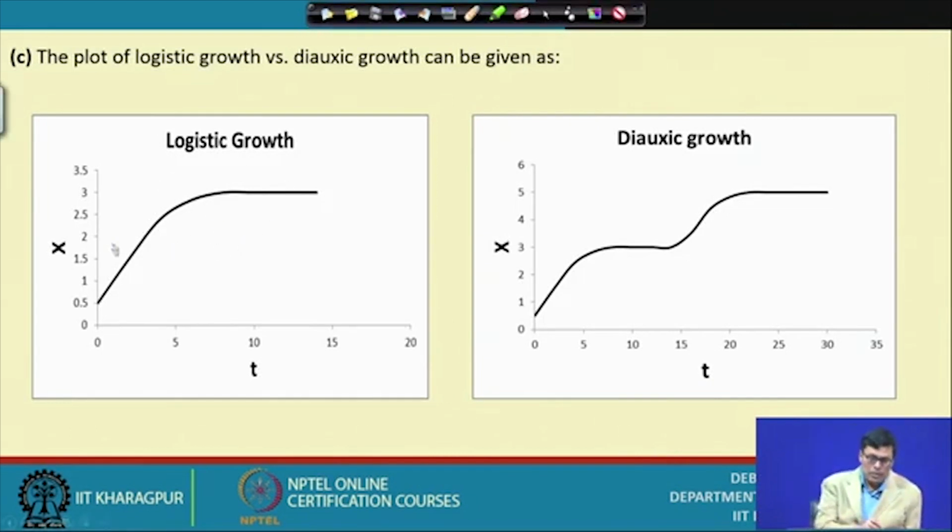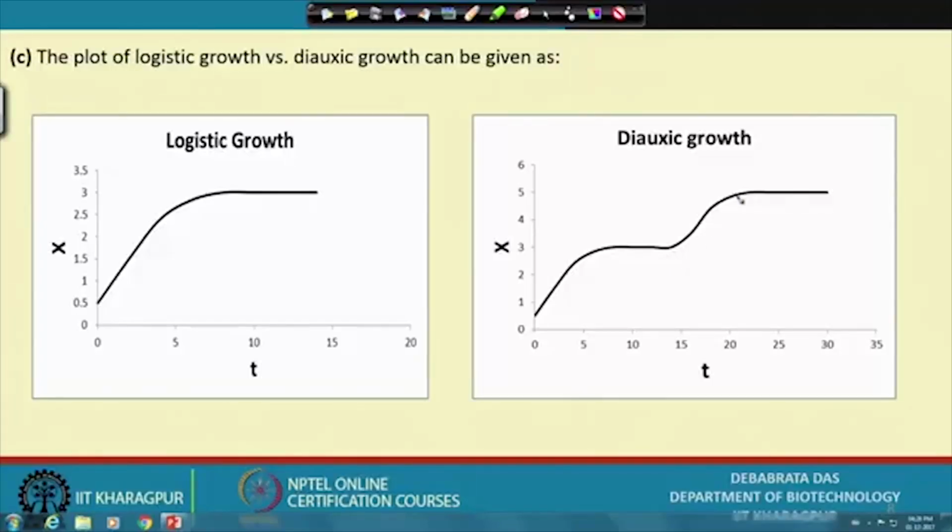Usually the logistic growth goes like this, growing exponentially with respect to time. But in diauxic growth, I told you that if the media comprises more than one carbon source, some of the organisms have the characteristic that until the first carbon source is fully utilized, the other carbon source cannot be utilized, due to the nature of metabolism of the particular organism. So this is the nature of diauxic growth.